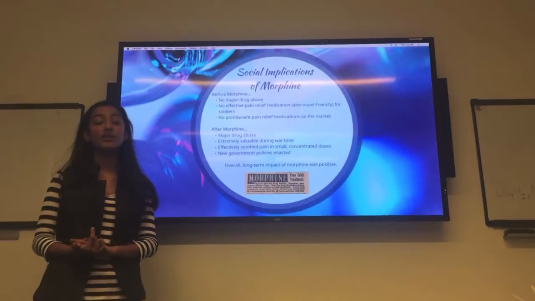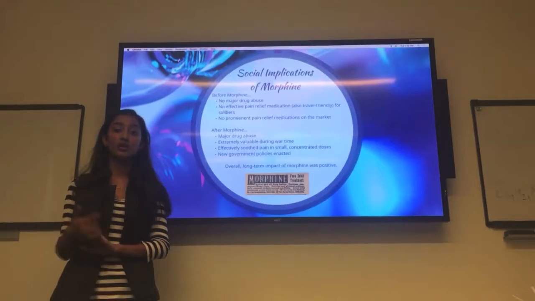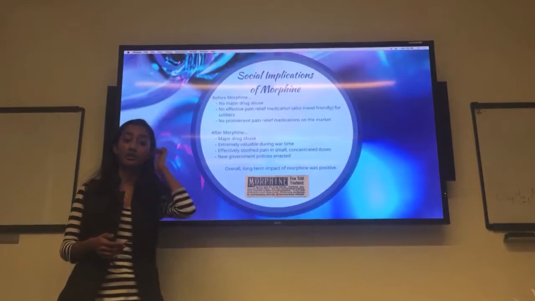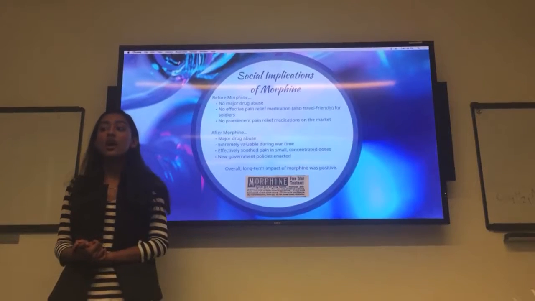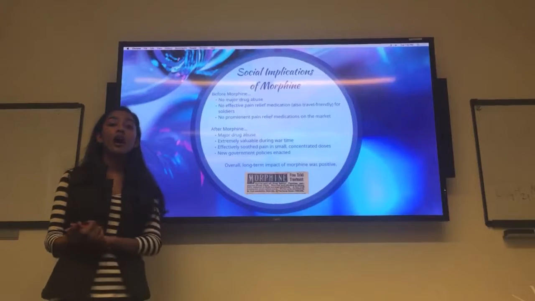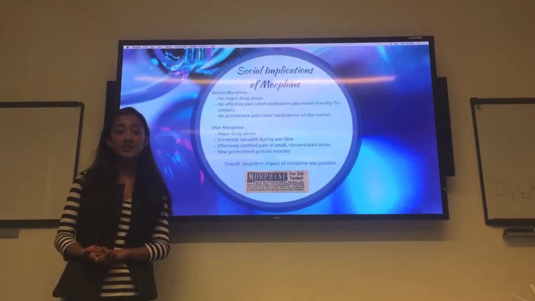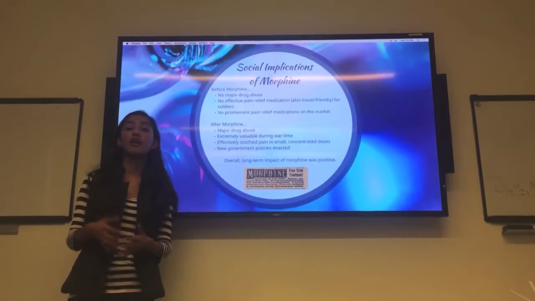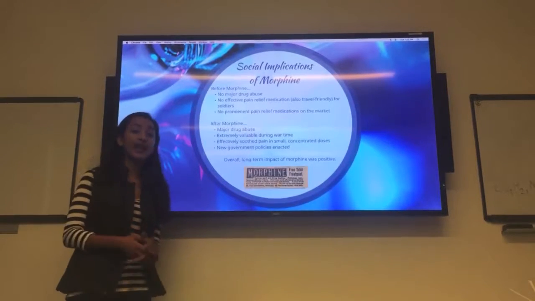However, this item was very valuable during the wartime, especially for soldiers and other people who were suffering with extreme pain. And in addition, as a result of all the usage and abuse of it, governments began to enact new policies in order to control the amount of usage. And so overall, we could say that there have been quite positive long-term implications from morphine.